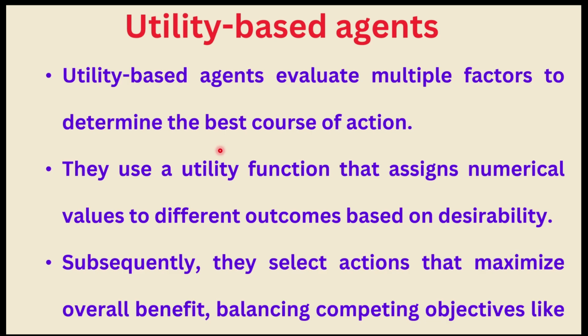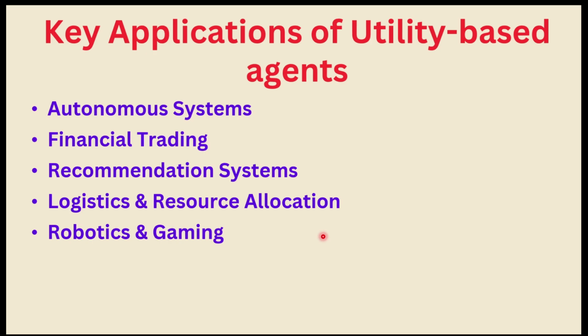Here the problem is we need to select which one will be best. They select actions that maximize overall benefit. How are they going to select? They select the action which shows the highest overall benefit, balancing objectives. So they choose the actions based on the overall benefit for the system. The value assigned, showing the overall benefit, is what is used by the utility based agent. So what are the key applications?